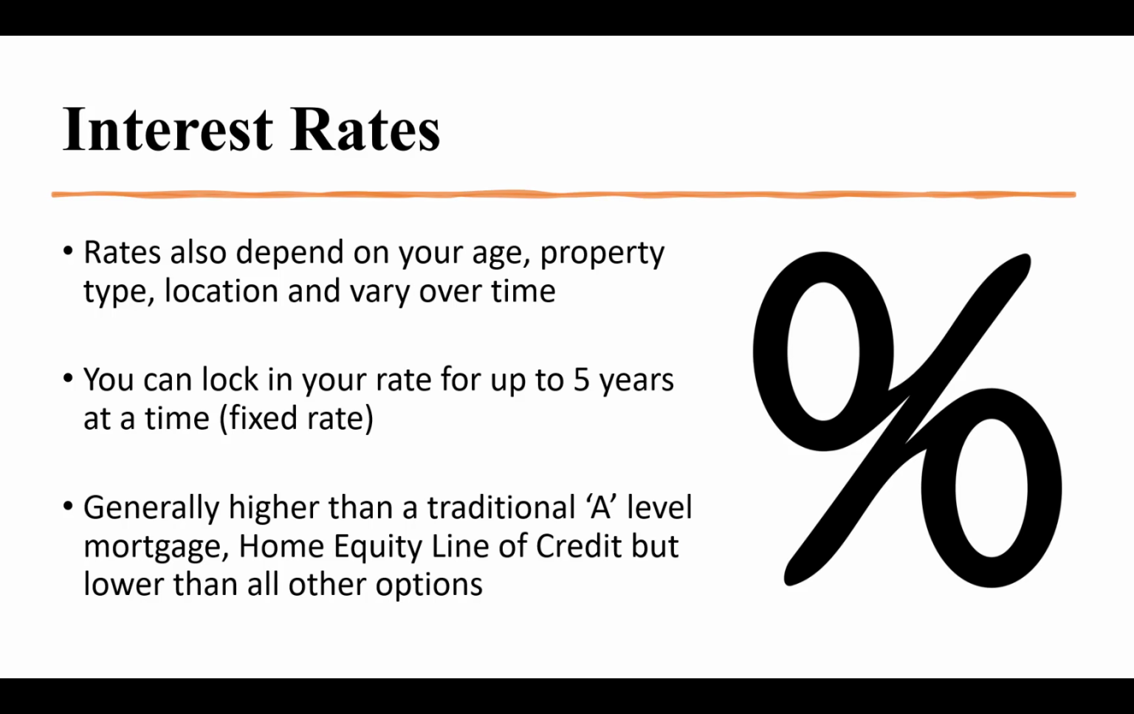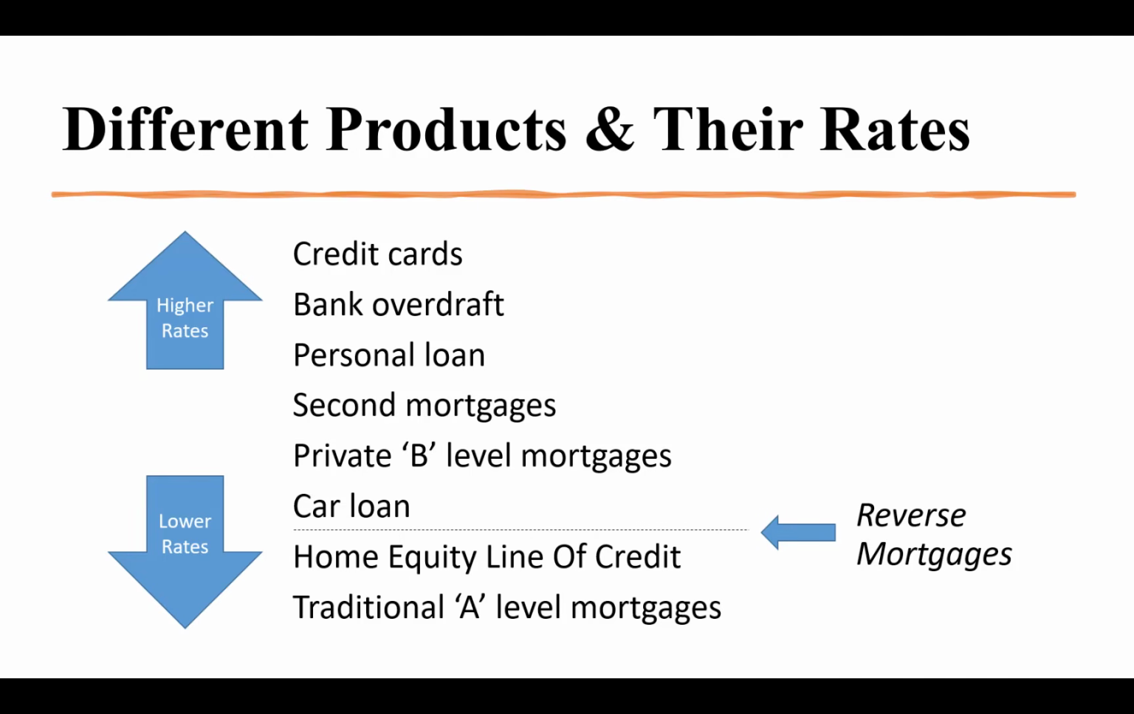So that's if you've got really good income, really good credit score, you're getting an A-level mortgage, and they're generally higher than the home equity line of credit, but then lower than almost all other options to get money other than these two things. So here's a little chart that I made that I'll explain pretty quickly of all different products and ways to borrow money and where the rates fit in.